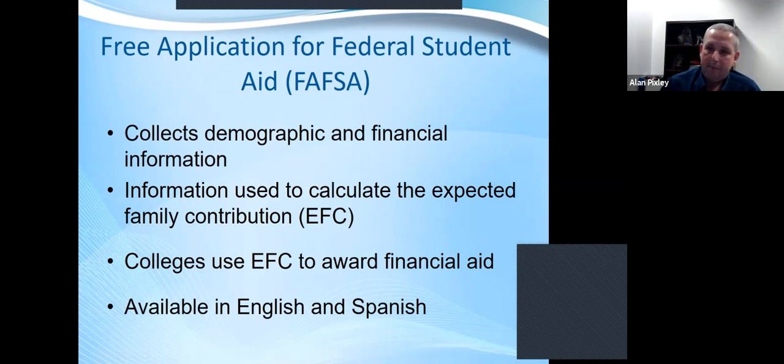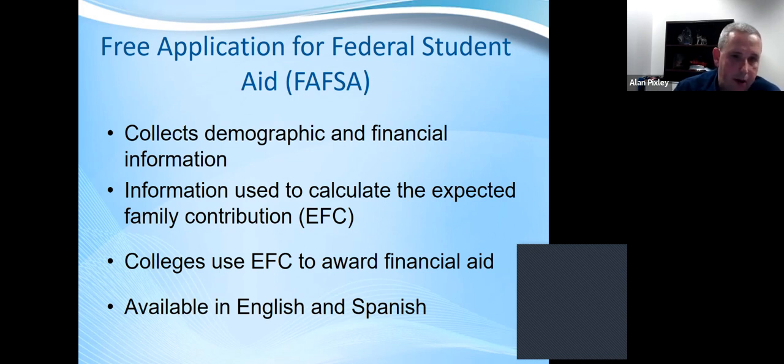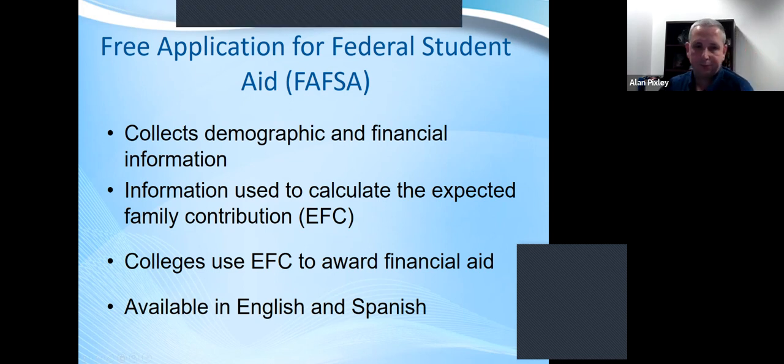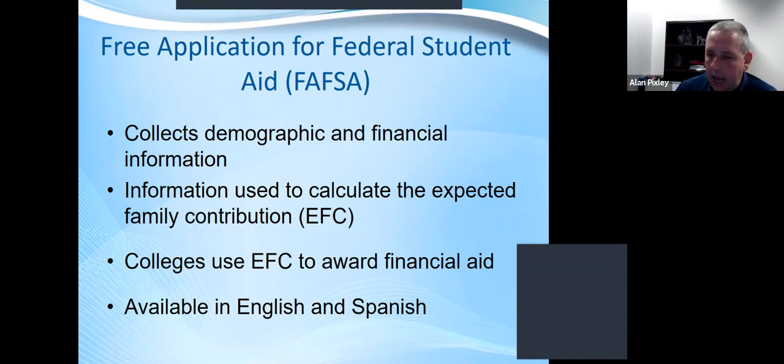So basically, this application is going to collect some demographic information and financial information about the student and the parent. That information is going to be used to calculate that expected family contribution that we were talking about earlier. And then the colleges are going to use that EFC to award financial aid based on what they know their cost of attendance to be. And that cost of attendance is disclosed to the student. Often you can find that on the school's website or in the student's portal. It is available in English and Spanish, so students can toggle back and forth on the FAFSA for assistance in completing that application.